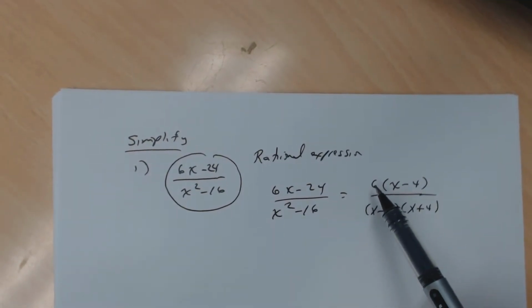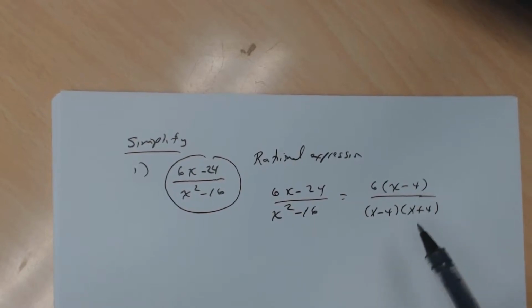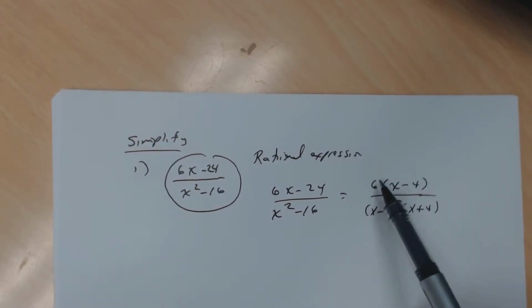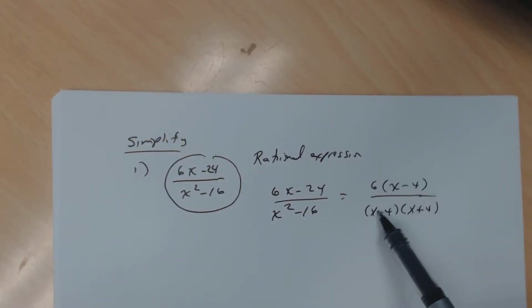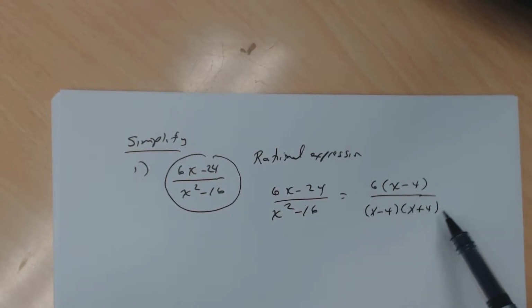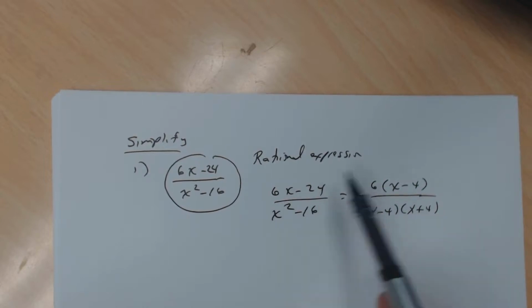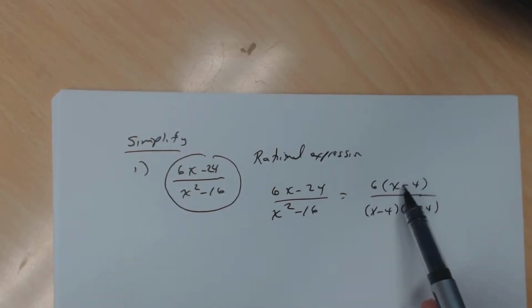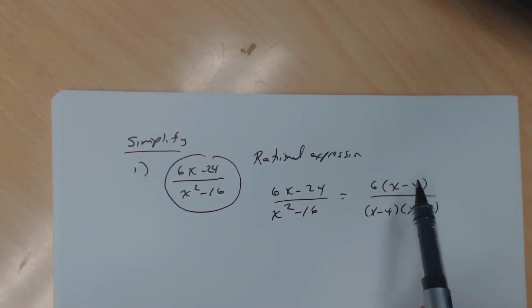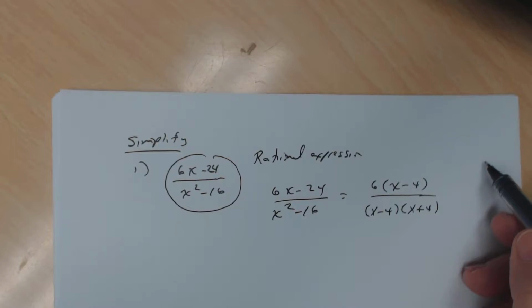Now, you need to recognize your factors. You have to know what your factors are. Well, my factors are 6, x minus 4, x minus 4, x plus 4. Those are your factors. And when you divide out your factors, you want to make sure that whatever you're dividing out, there's a factor in common in both the numerator and the denominator. It's kind of like when you had 4 divided by 8 in a previous course.